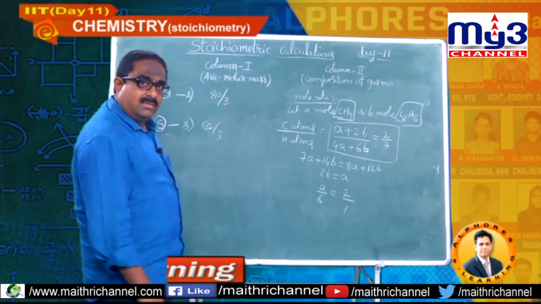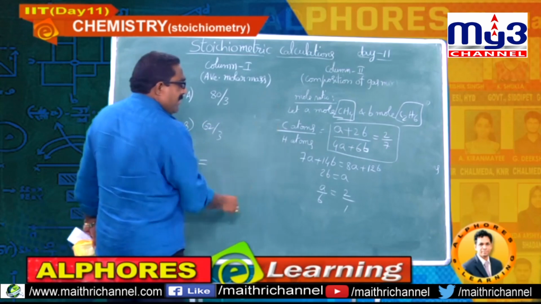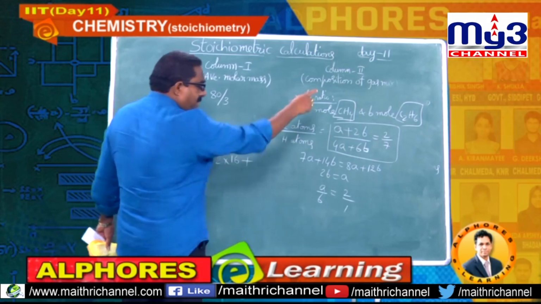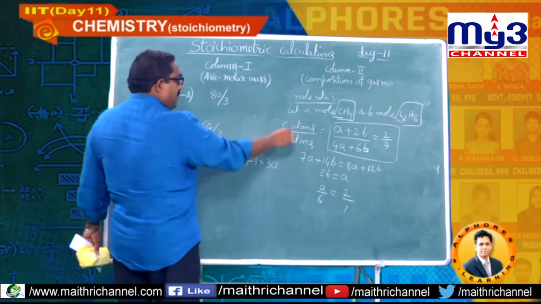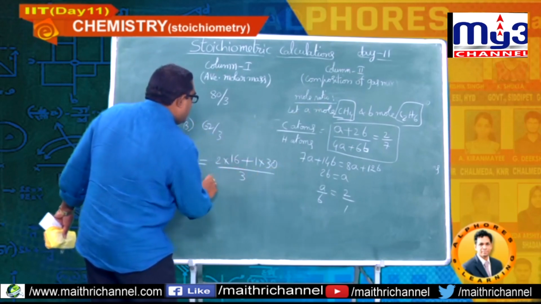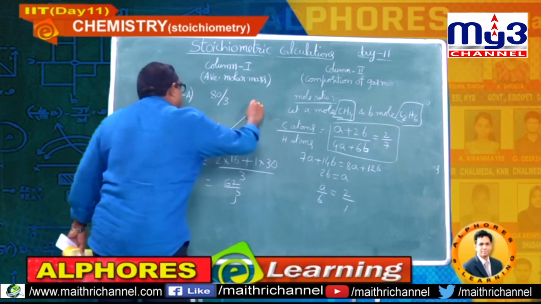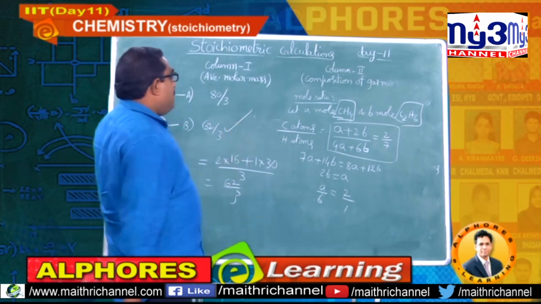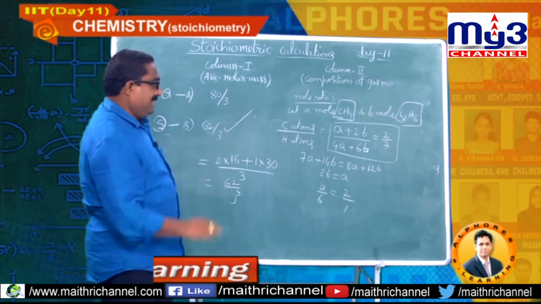We got it now. Now let us do the average molar mass. A moles means methane, 2 into 16, plus B moles means ethane, 1 into ethane molar mass, 12 into 2 is 24 plus 6, 30, divided by 2 plus 1, 3. 32 plus 30, 62/3. Yes, now you can come to a conclusion that definitely B is matched. Please note it down, it's a very important approach.